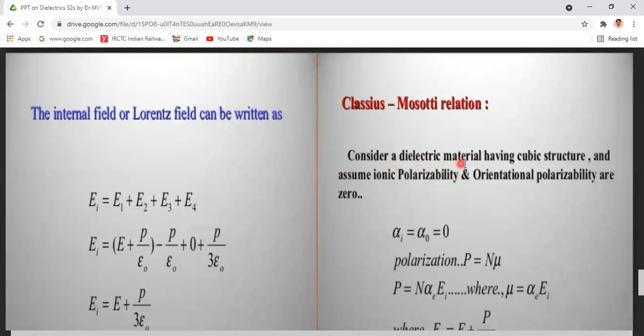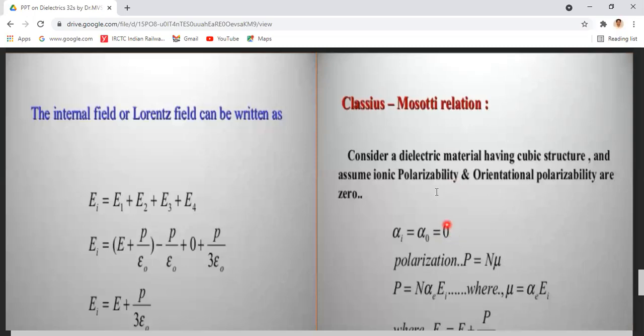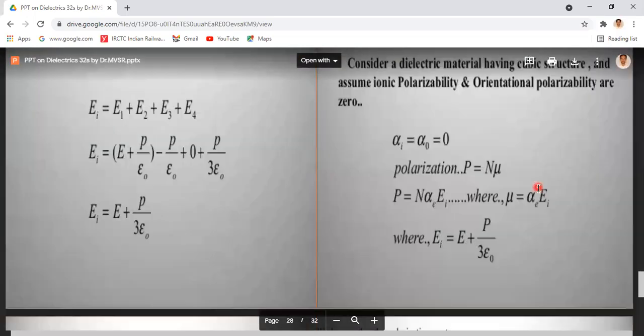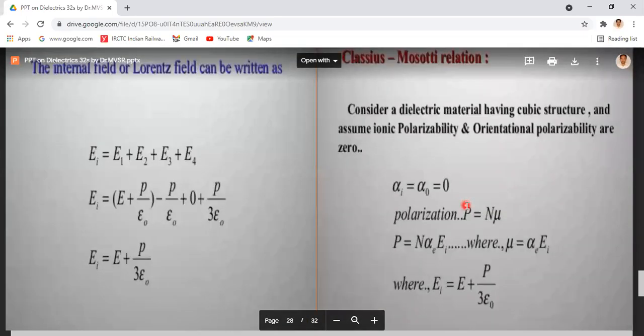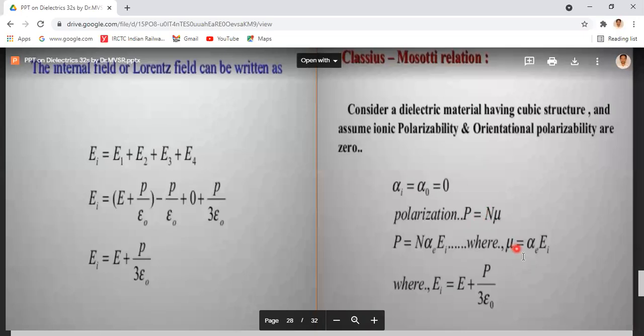Consider a dielectric material having a cubic structure and assume that ionic polarizability and orientation polarizability are 0. So alpha I, alpha O is equal to 0, because here we consider the dielectric material having cubic structure. It has only electronic polarizability. So we know the definition for polarization vector P is equal to N into mu bar, which is nothing but N into alpha into E bar. Here E bar is nothing but the local field or internal field EI. So P is equal to N alpha E EI, where alpha E is electronic polarizability, EI is the local field or internal field, and mu is equal to alpha E into EI.